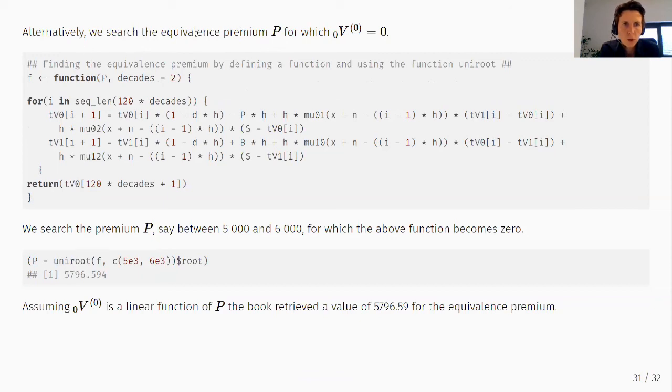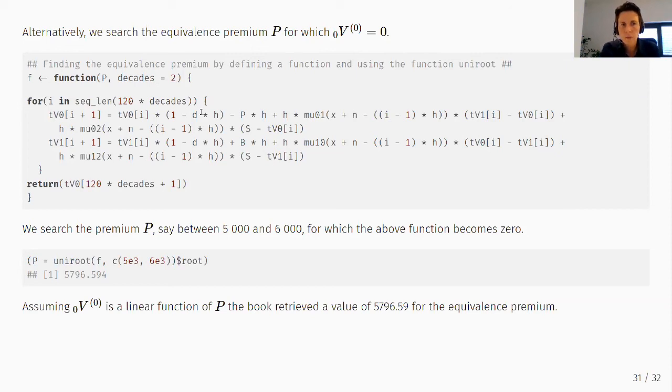So what we're going to do is search for the equivalence premium P for which the policy value at time 0 in state 0 is equal to 0. What I did here is I created the previous expression, but I'm now considering this to be a function of P. With decades, I mean a decade is 10 years. I'm working here with periods of 10 years, and I have a duration here of 20 years. That's why I put decades equal to 2. And I'm going to consider this to be a function of an unknown P.